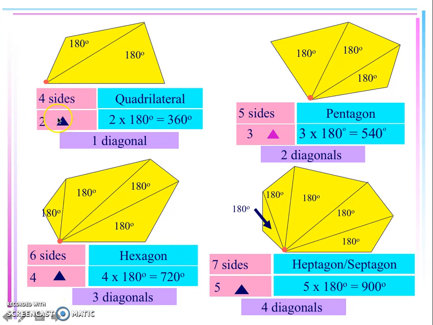And then you take however many triangles and multiply by 180, and you get how many degrees there are in that shape. So 2 triangles gives me 360 degrees. 5 sides, 3 triangles gives me 540 degrees. 6 sides, 4 triangles gives me 720 degrees. 7 sides, 5 triangles gives me 900 degrees. And I can use that with any polygon.